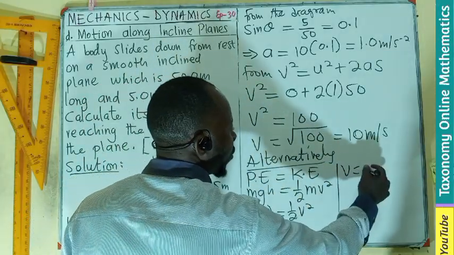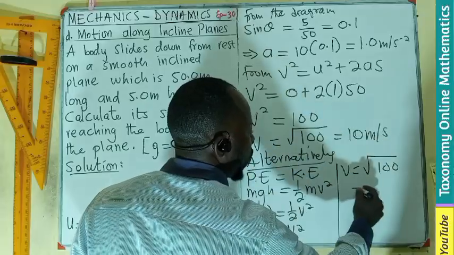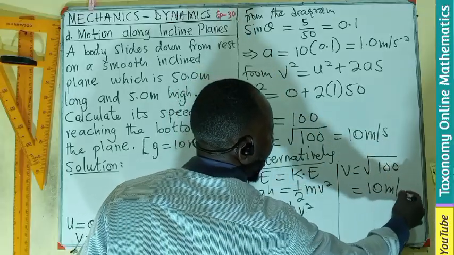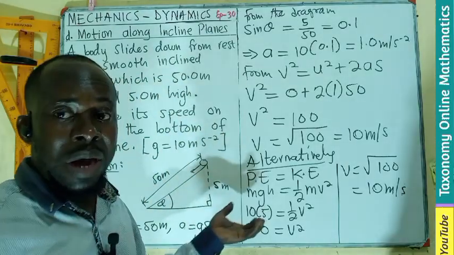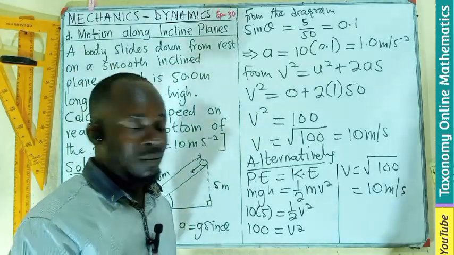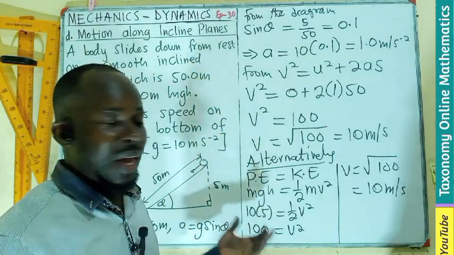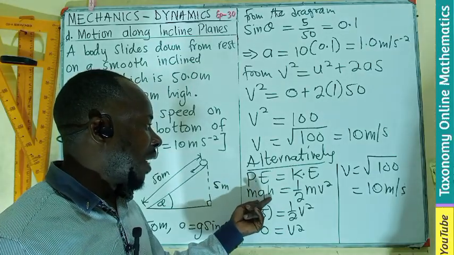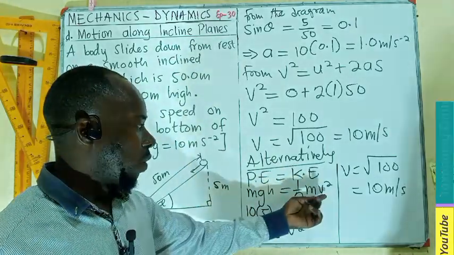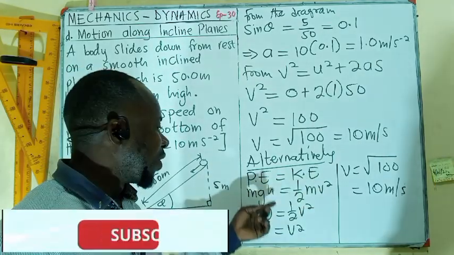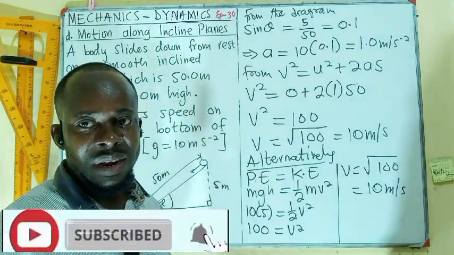That makes v equal to the root of 100, which is 10 meters per second. So this could also be one alternative way of finding the velocity if that is what you're looking for. The height can be determined from here. The mass will automatically cancel. So we can either find the velocity or the height using this very approach.